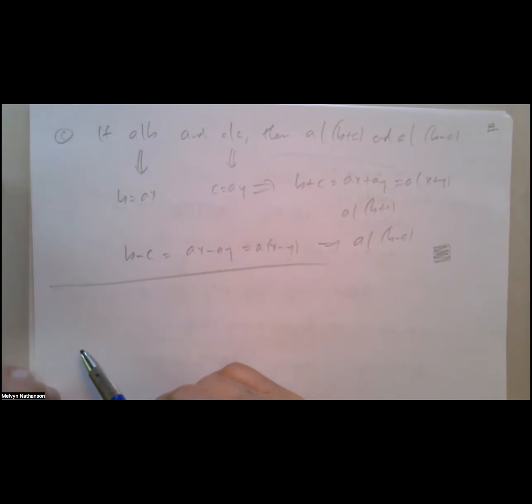And if I were to subtract, B minus C is AX minus AY, which is A times X minus Y. X minus Y is an integer, so A divides B minus C. So that is the end of the proof. Okay, any questions about this?